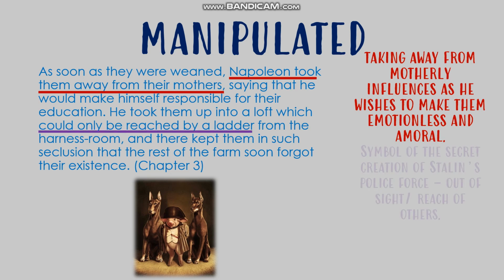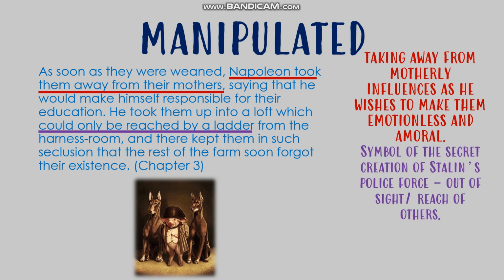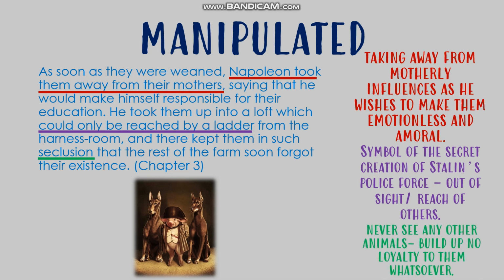It can only be reached by a ladder, and immediately that is another symbol that they are a secret creation of Stalin's or Napoleon's. They are the secret police. They're out of sight, out of reach of others who cannot use them. Only Napoleon gets to use them whenever he wishes. And the fact that they are secluded from the other animals means as well that they don't have any loyalty, any love for any other character when they come back in chapter 5. That makes it much, much easier for Napoleon to get the dogs to hurt and intimidate the other animals as he so wishes. So they are victims themselves to some extent as well, so do consider them as that too.